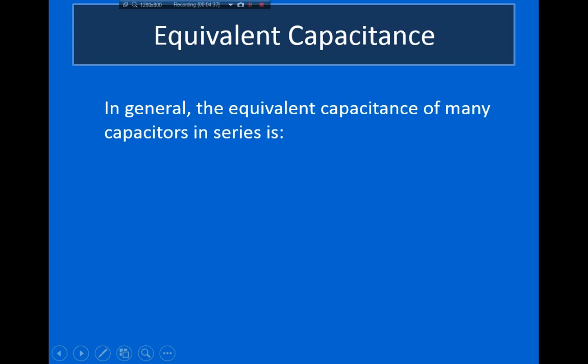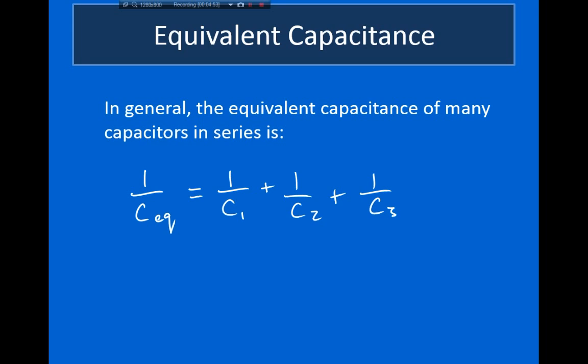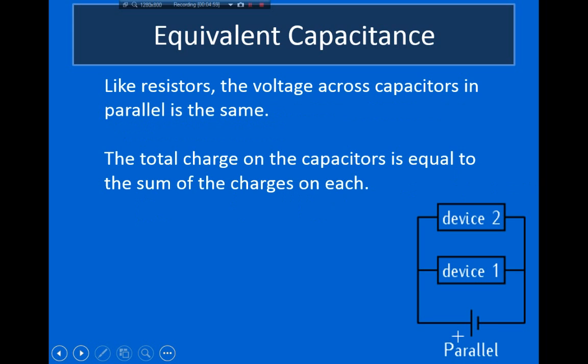Now, if I have several capacitors that are all connected in series, then the formula for the equivalent capacitance is very similar. It's going to be 1 divided by the equivalent capacitance is equal to 1 divided by C1 plus 1 divided by C2, plus 1 divided by C3, plus 1 divided by C4, and so on.